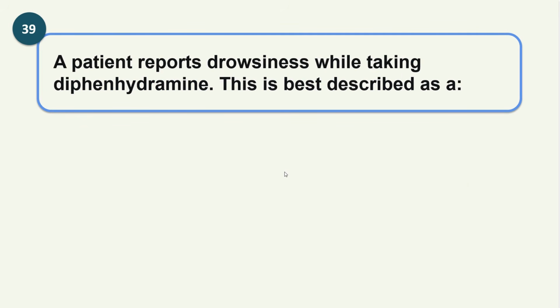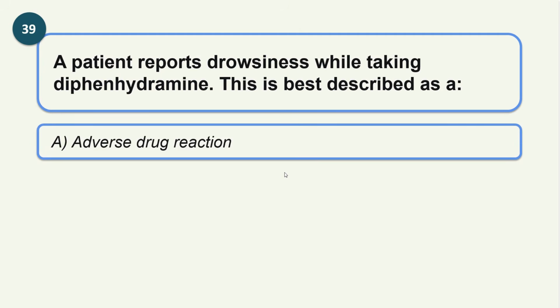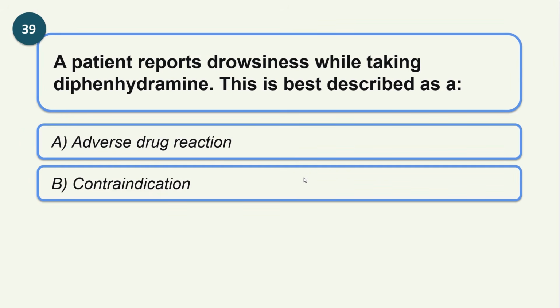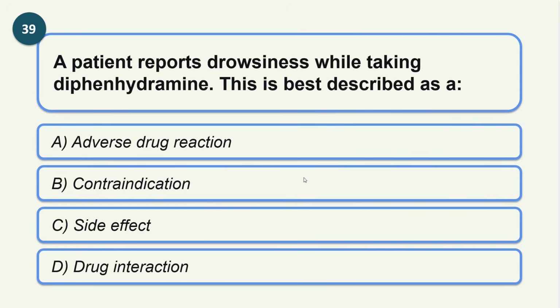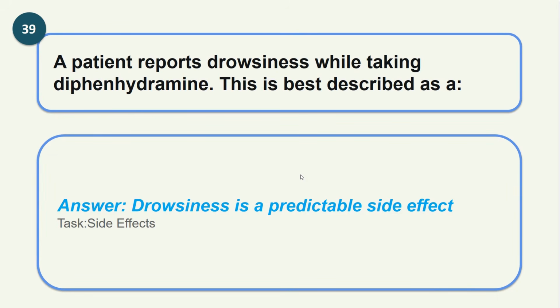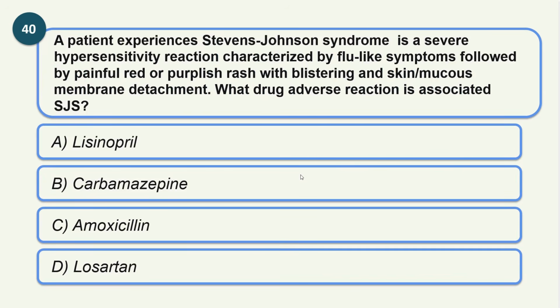A patient reports drowsiness while taking diphenhydramine. This is best described as: A. adverse drug reaction, B. contraindication, C. side effect, D. drug interaction. The correct answer is side effect. Drowsiness is the main side effect of diphenhydramine.